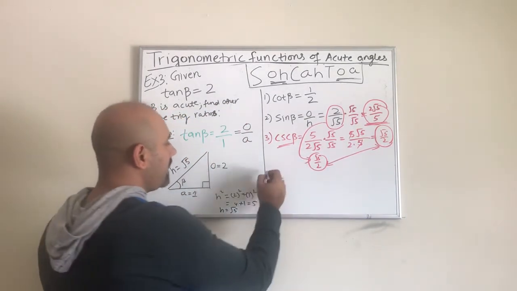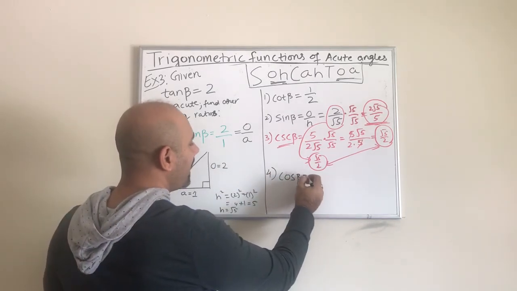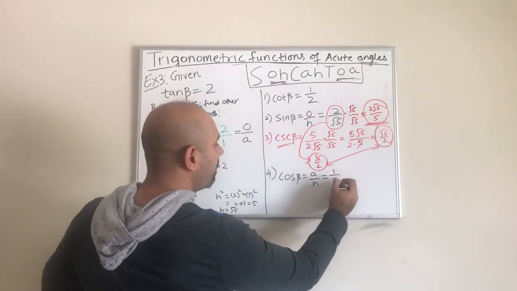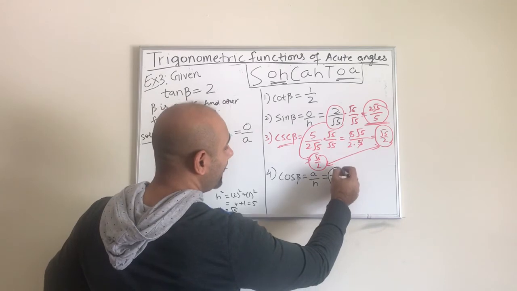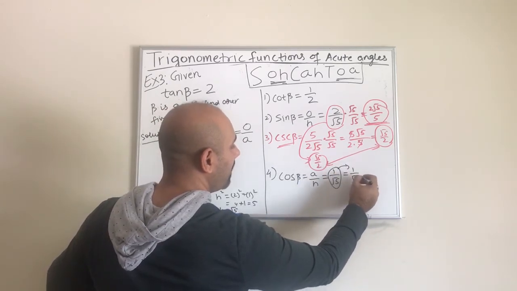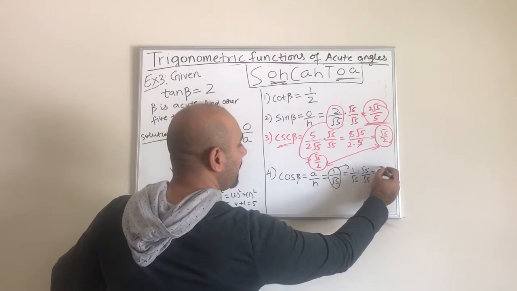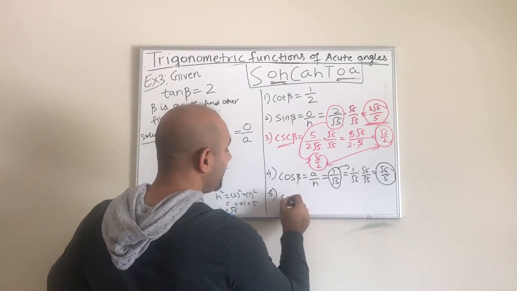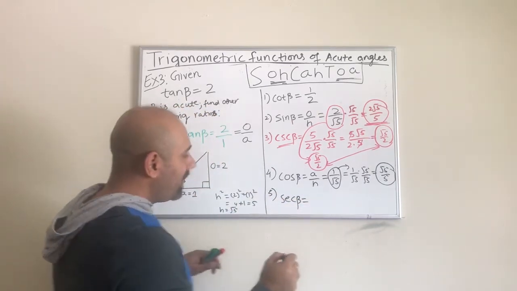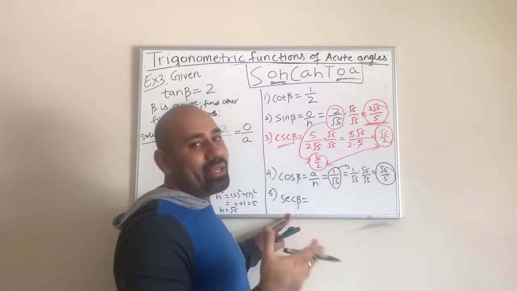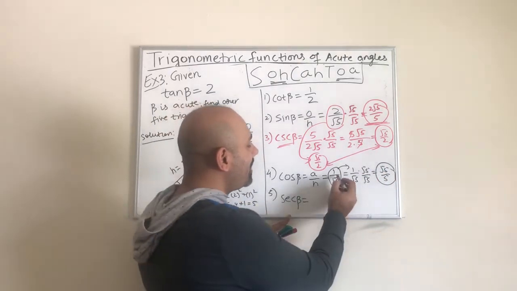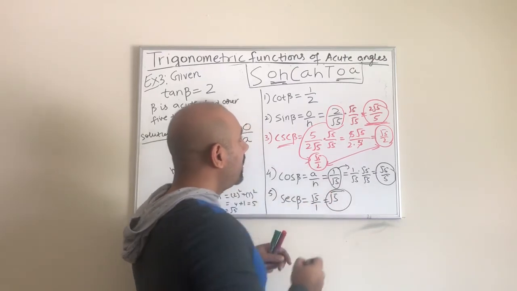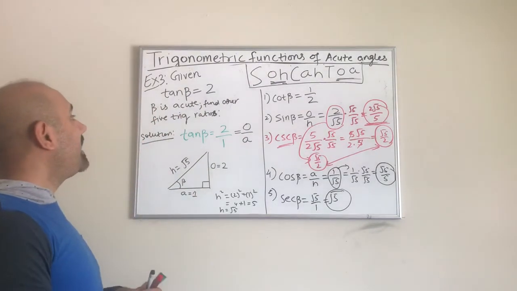Then the fourth one, we have 2 more to go, is the cosine of beta. Cosine is adjacent over hypotenuse. Adjacent is 1 and hypotenuse is radical 5. We cannot leave it like that, so we have to rationalize by multiplying upstairs and downstairs by radical 5. It becomes radical 5 over 5. That is the cosine of beta. Then the last one we have to find is the reciprocal of cosine, which is the secant. To find the secant, you can go back here and reciprocate, then rationalize the denominator. But if you just use this form, then it's just going to be radical 5 over 1, or simply radical 5. So these are the 5 trig ratios given the tangent of beta equals 2.